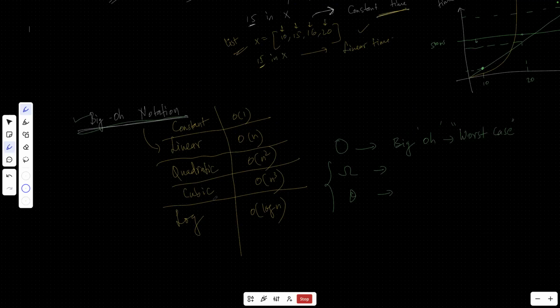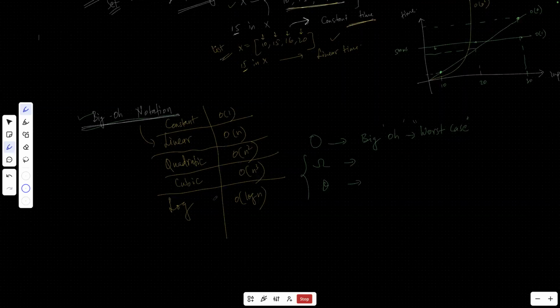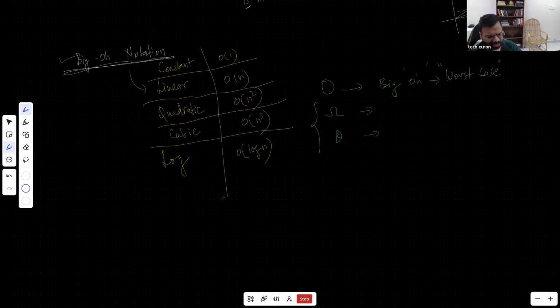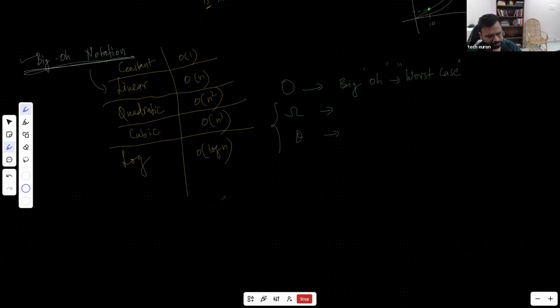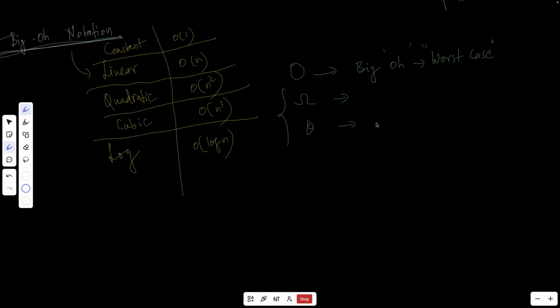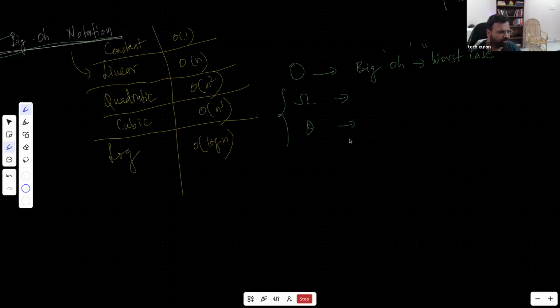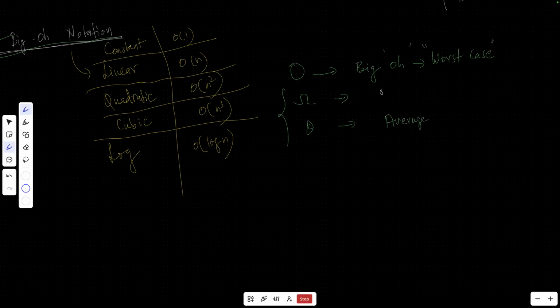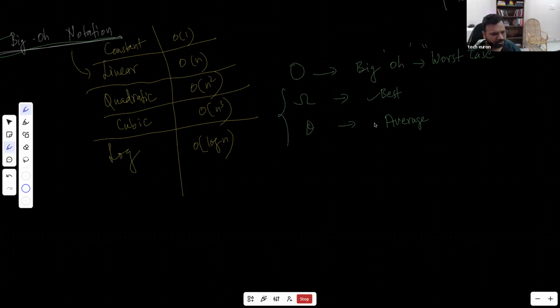Sir, theta and omega, are they for average or best case? Which is best? Is theta the best? I am also forgetting. I think this one is the average case. This one is the best case. I will check and tell you. We don't use it much, so I have also forgotten. But normally we will always use the worst case.